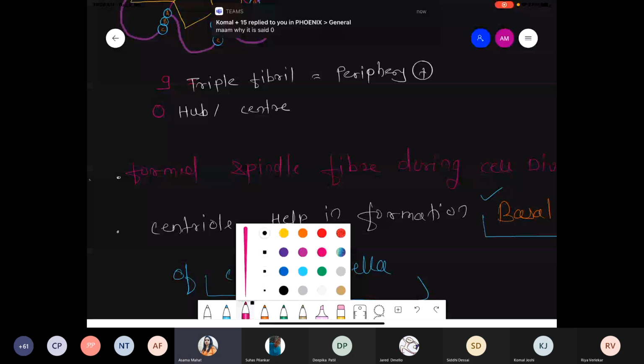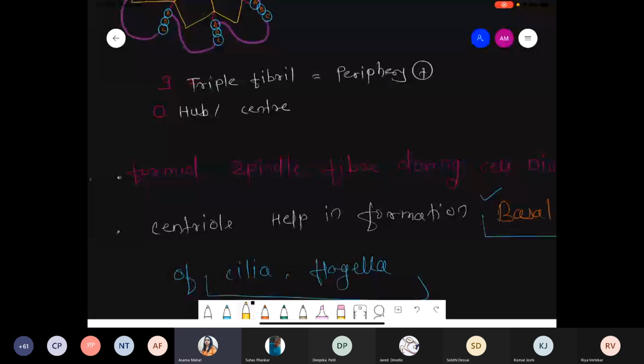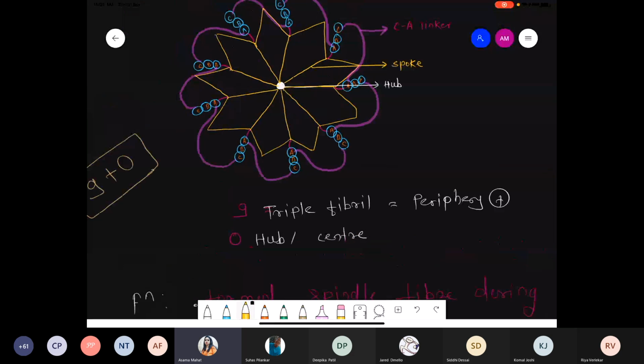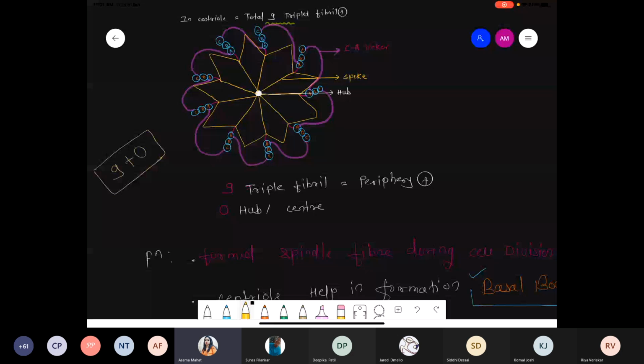Zero means no microtubules. We just saw that triplet microtubules are present. A, B, C are present on the periphery. So A, B, C is one triplet fibril. So 1, 2, 3, 4, total 9 sets are present. And at the center, zero microtubules: no A, no B, no C. That's why we represent it as zero, because at the center only a plain structure is present. Only protein is present, but not specifically an A microtubule, B microtubule or C microtubule.